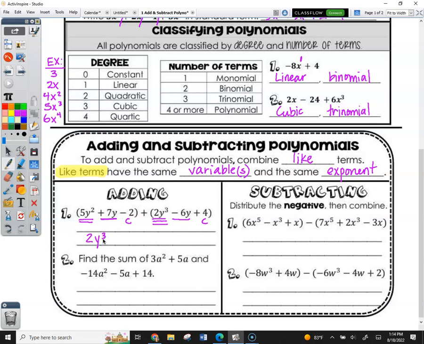Then what should go next? Plus 5y squared. And then now we have to combine positive 7y minus 6y. So if you have 7 y's and you take 6 away, you have 1 left. So it would be plus y. Y'all see how I got that? And then the constants. Negative 2 plus 4 is positive 2.